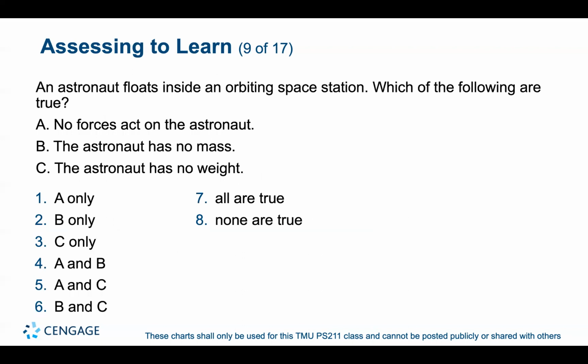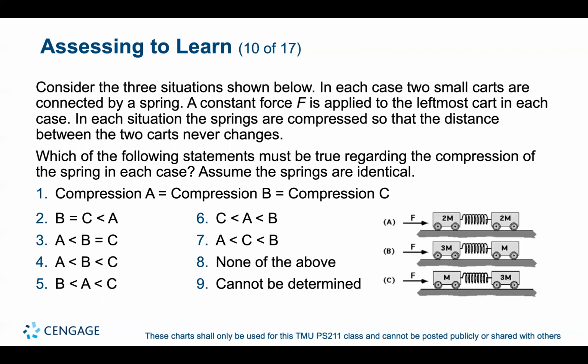An astronaut floats inside an orbiting space station. Which of the following are true? None are true is the answer to this one. Consider the 3 situations below. In each case, 2 small carts are connected by a spring. Constant force F is applied to the leftmost cart in each case. In each situation, the springs are compressed so that the distance between the 2 never changes. Which of the following statements must be true regarding the compression of the spring in each case? Assume that the springs are identical. The answer is B is less than A is less than C.